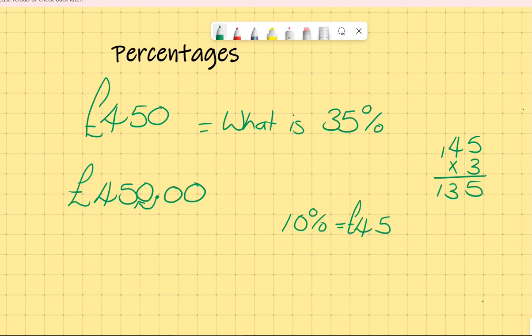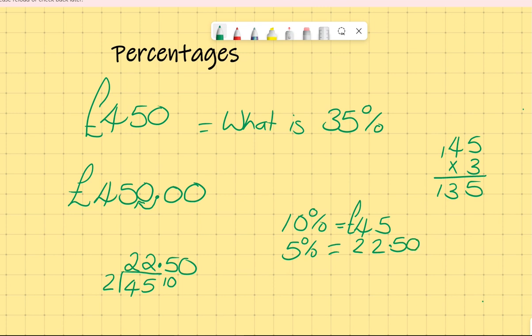So 30% is 135, but don't forget now, you need an extra 5%. So that's going to be half of 45. So if you're not sure, just divide that 45 by 2. Okay? 4 divided by 2, 2 goes into 4 twice. 2 goes into 5 twice with a remainder of 1. So that needs a decimal there with a 0. Okay, 2 goes into 10 5 times. So it's 22.5. But because we're dealing with money, we always put that 0 because it's a 50p.